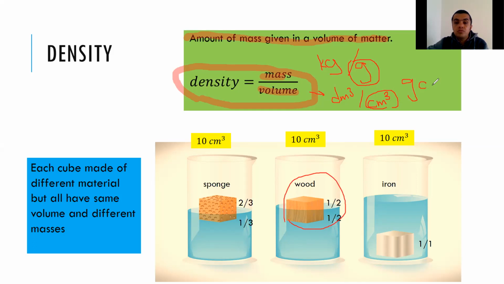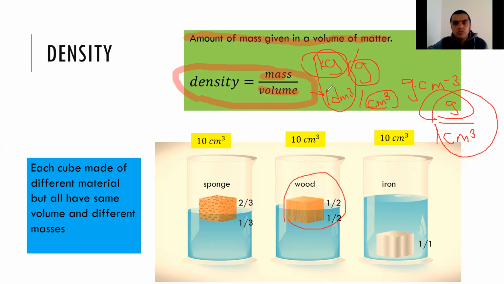So grams per centimeter cube, or grams divided by centimeter cube, is how I show it. That's what we call the unit of density, or kilograms divided by decimeter cube. So if you have 1 centimeter cube volume of something, what is the mass in grams? If you have 1 decimeter cube of something, what is the mass in kilograms? You take the volume and then you look at the mass of it.